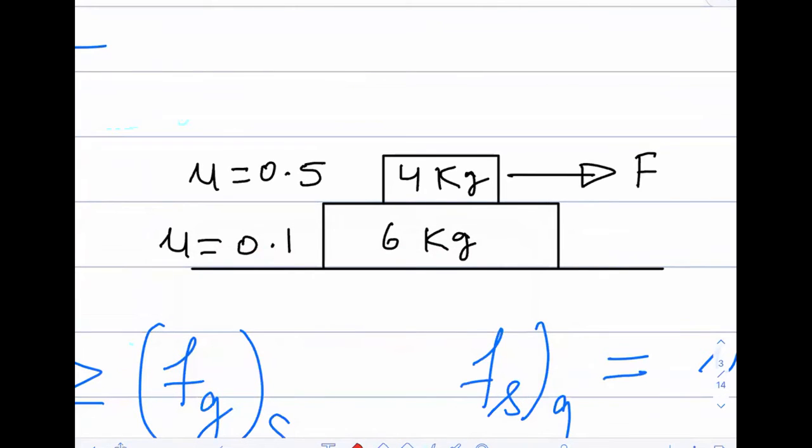So this 4 kg block moves on the 6 kg block in the forward direction. If it is moving in a forward direction, there will be a frictional force on it in the backward direction. Now, if there is a frictional force on the 4 kg block in the backward direction, then by the third law, there will be a frictional force on this 6 kg block due to the 4 kg block. Understood? So now how many forces are there on the 4 kg block?